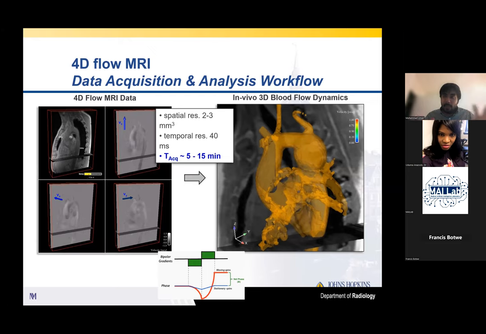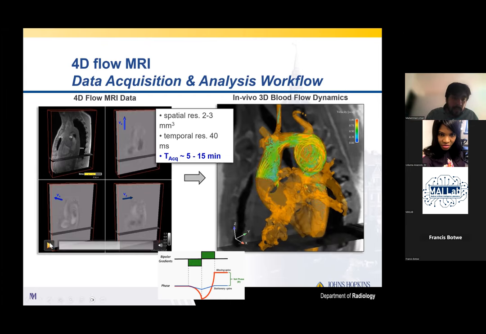Voxel by voxel, you can reconstruct the phase contrasts, just like your 2D in-plane phase contrast images, but you can also reconstruct the magnitude images, which you can use as anatomical sequences to look at the anatomy and see what's going on. Then you have your phase contrast images where you actually see the flow.